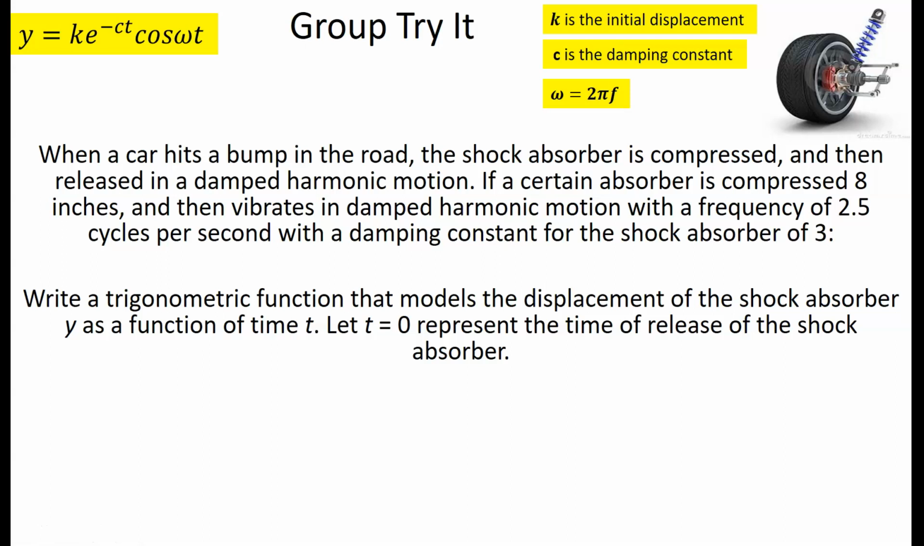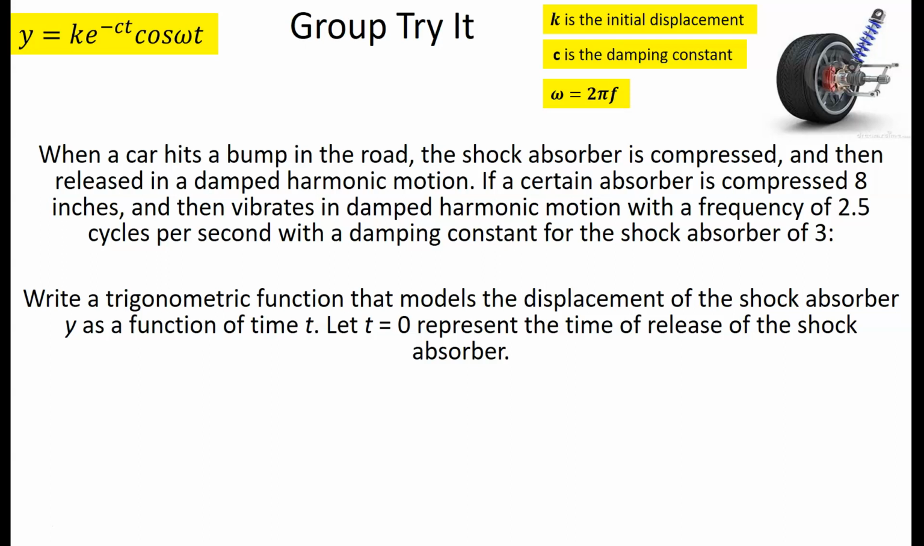Let's look at an application of this. If you think about when you're driving your car and you hit a pothole or just a hole of some sort, and your wheel bounces. We put in what are called shock absorbers to help absorb the jolting so we don't feel it as much. And that's what this problem here is about. And I want you guys to try this. So I want you to try it and pause it and then move on and we'll go through it a little bit. So a car hits a bump in the road, shock absorber is compressed and then released. So it's squished and then goes back out the way it was. And it's damped harmonic motion.